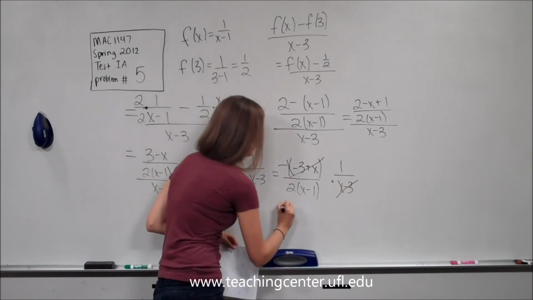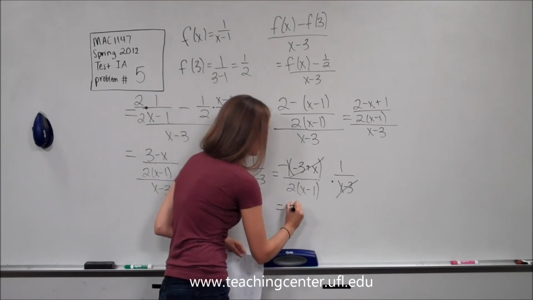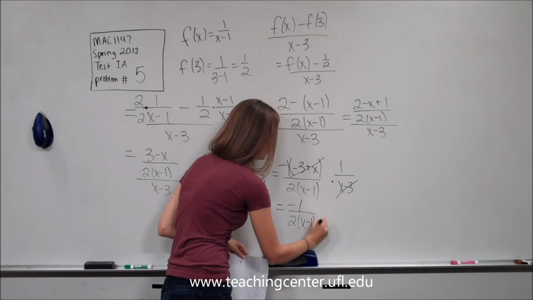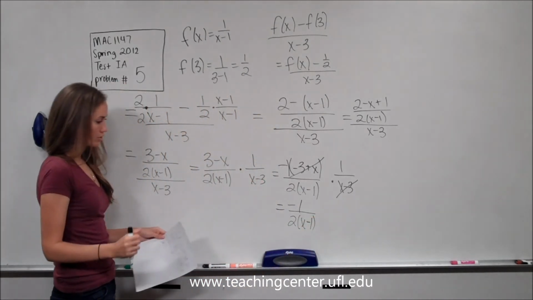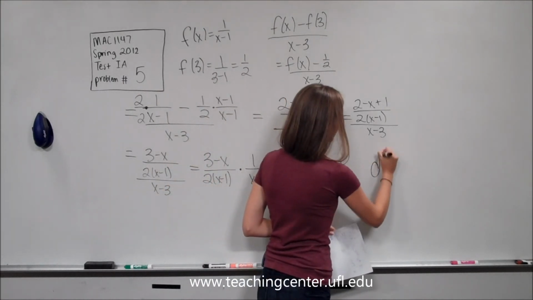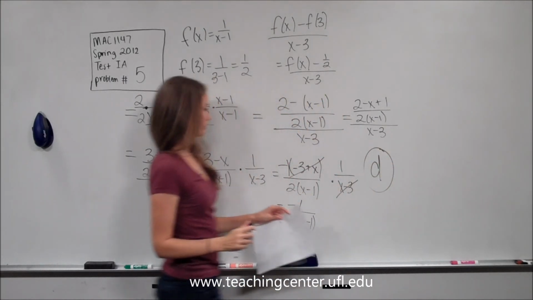What we're left with is this negative 1 on the top, so negative 1 all over 2 times (x minus 1). The only answer choice that gives us that option is D. So our answer is D for number 5.